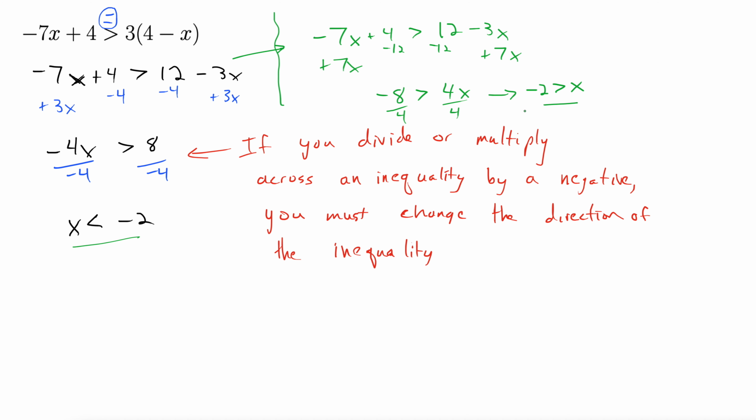Oftentimes, it's a little bit easier to read these if you have the x on the left side of the inequality. So if you end up with something like this, I recommend, though you don't have to, switching it around and just writing it in the order. So we can kind of write this from right to left, so to speak. So this would be x less than negative 2. And then it's exactly the same as we have down here.